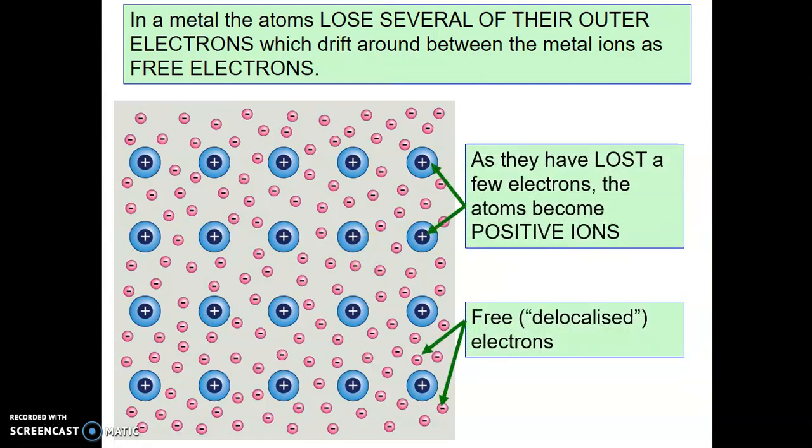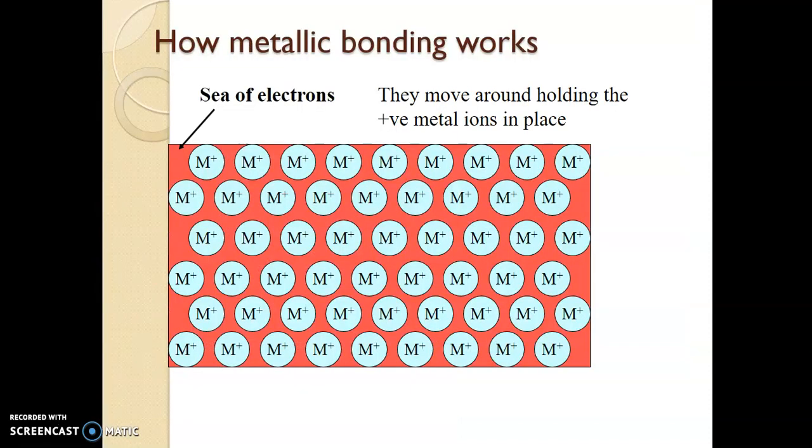Okay, and the key point there is the electrostatic attraction between the negative electrons and the positive ions that hold the whole structure together. That's a very strong attraction. That is why metals are hard and strong. It is also why they have very high melting and boiling points, because it takes a lot of energy to break that attraction and split the metal up into its smaller particles, to melt it or to boil it indeed.